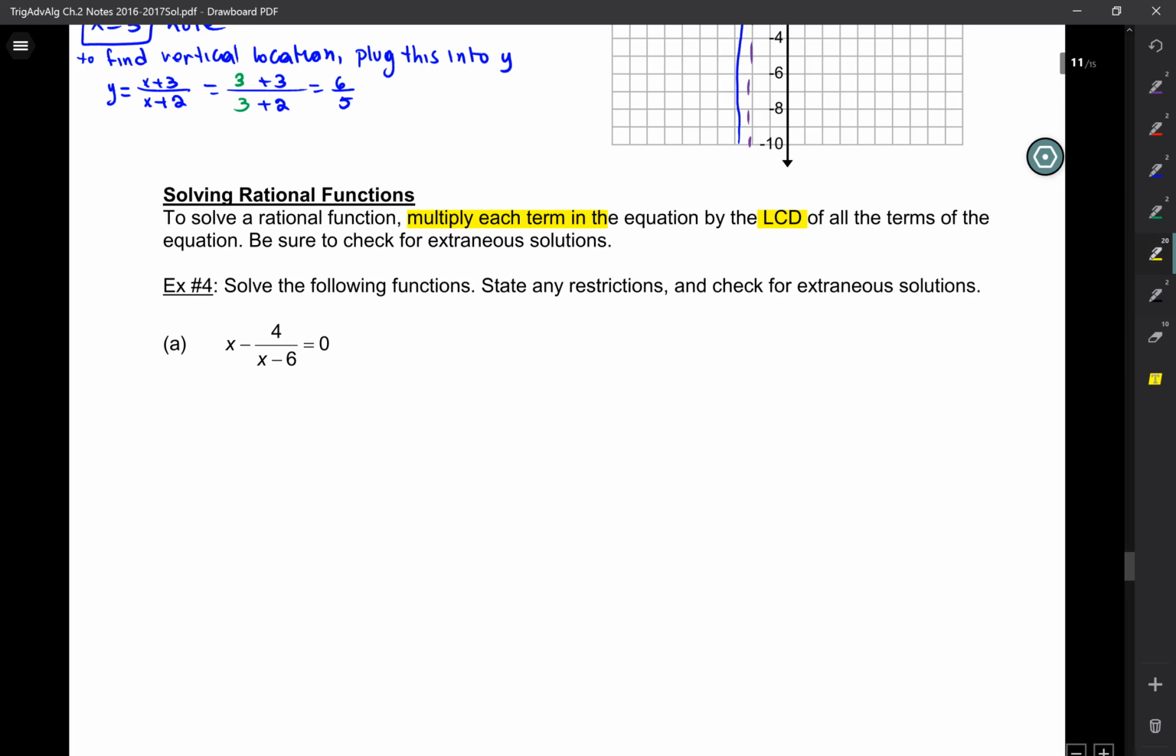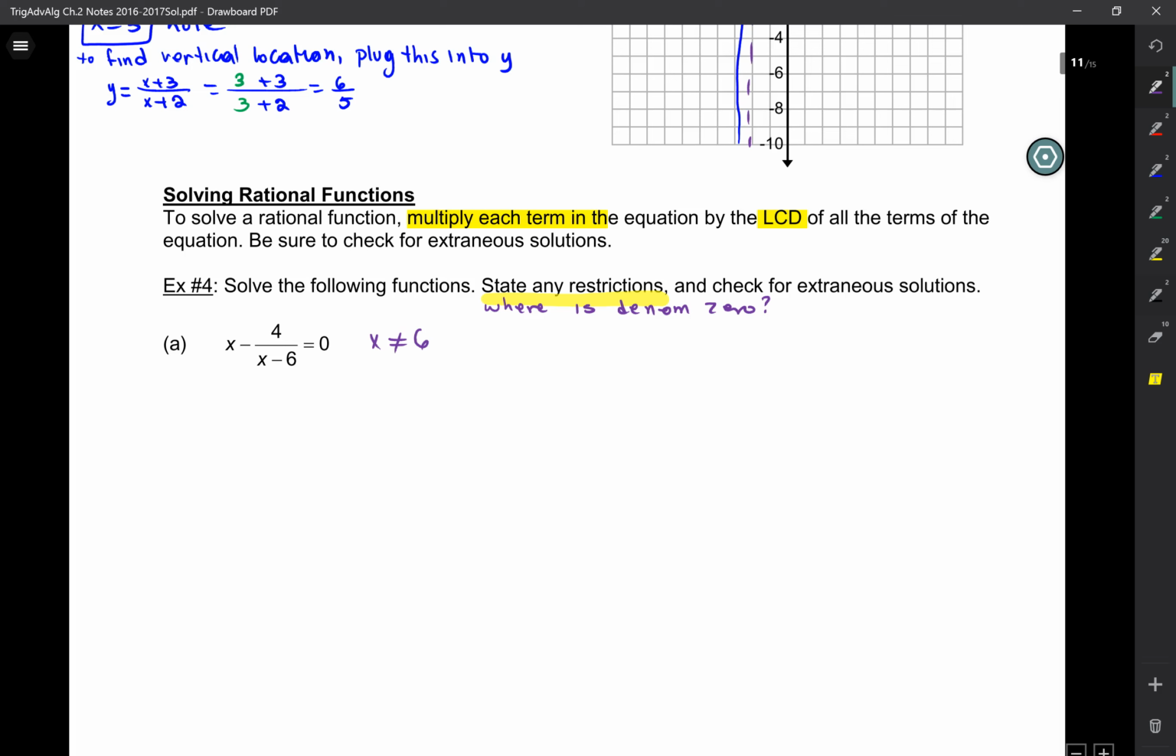In the directions it says to state any restrictions. So for that, where is the denominator 0? There's only one here that has a denominator, and that denominator is x minus 6. What value for x would make that 0? 6. So if x is 6, we're in trouble. So I write off to the side that x should never equal 6 for this problem. Just let that hang there until you solve the problem.